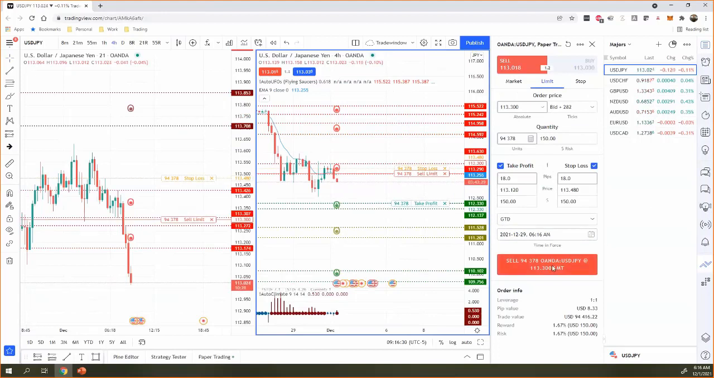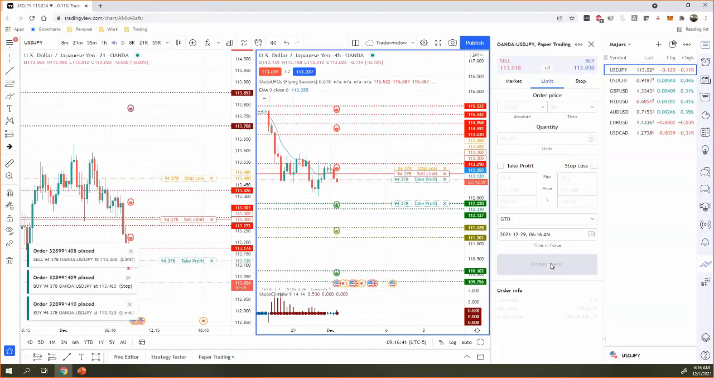So that's looking good, right? 113.30, 113.480, 18 pips on each end. Looking good. Expiration 12/29. All right.